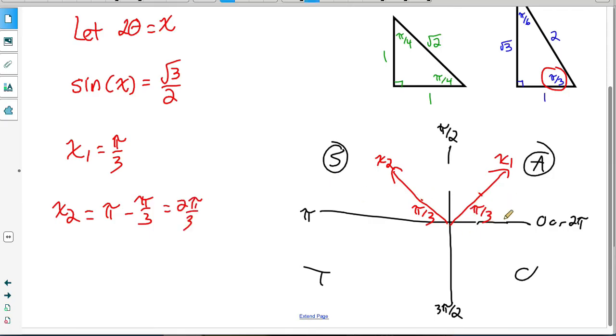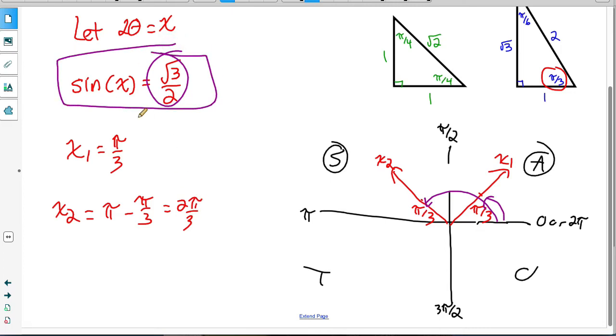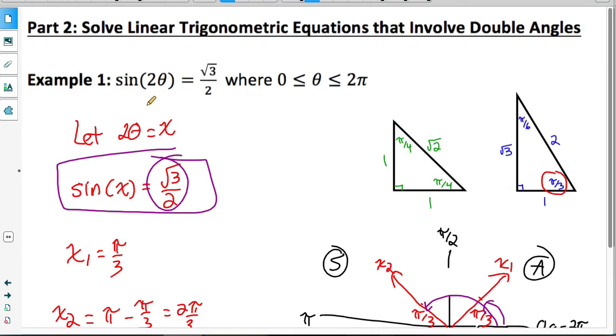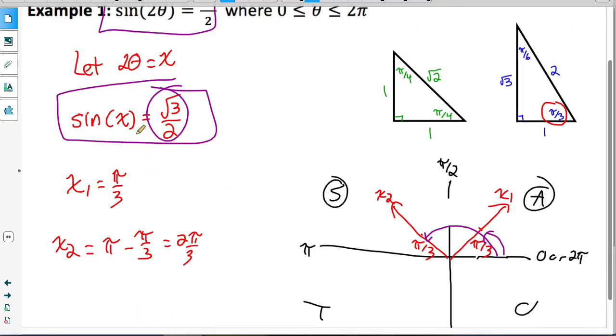So if I were to rotate either pi over 3 or 2 pi over 3, I would get a sine ratio of root 3 over 2, right? Sine of pi over 3 and sine of 2 pi over 3 are both root 3 over 2. So we've solved this equation that we made. But keep in mind, that's not the overall equation we're trying to solve. We're trying to solve this equation, sine of 2 theta equals root 3 over 2. So we now have to plug back into our let statement and solve for theta.